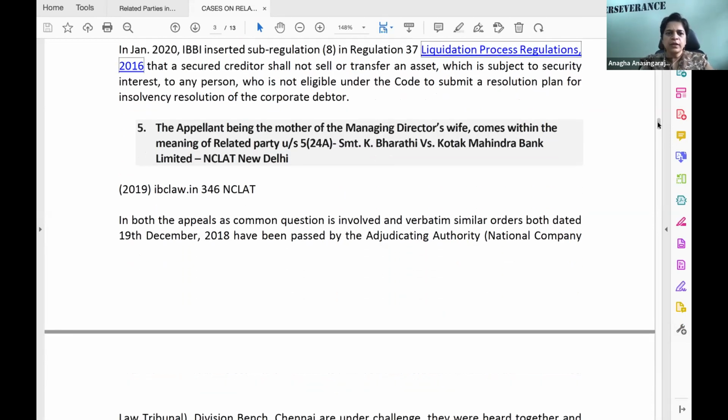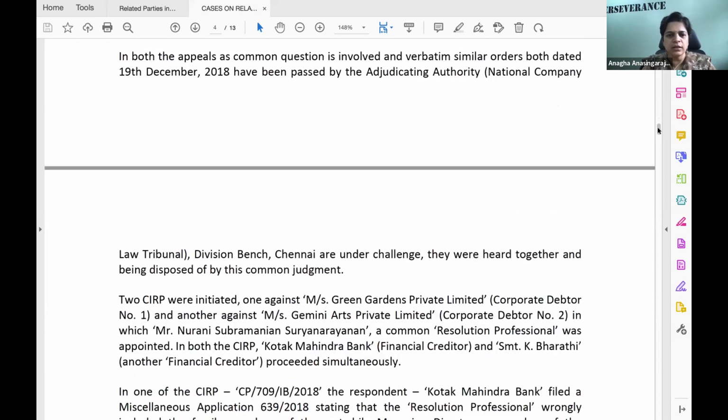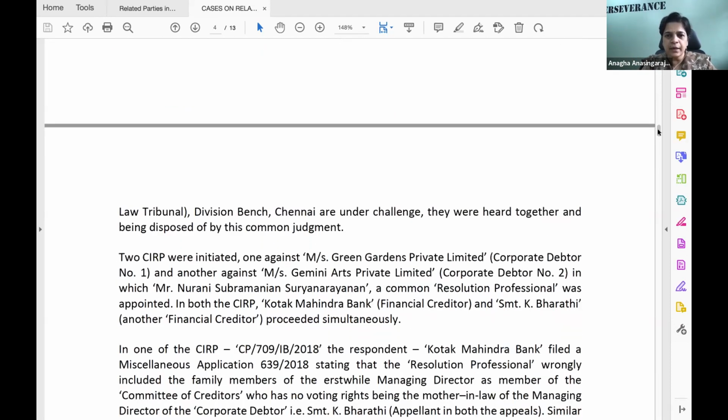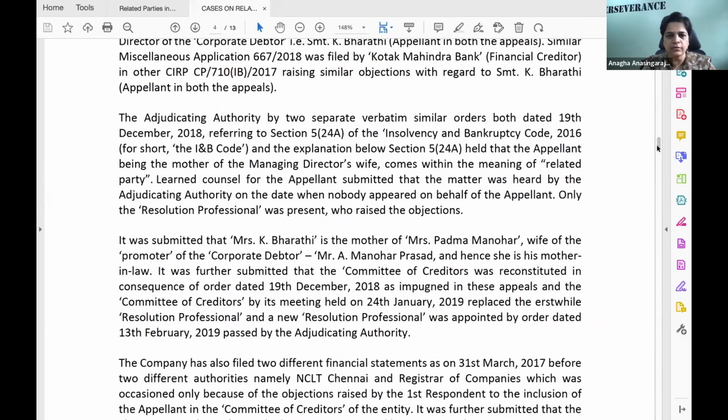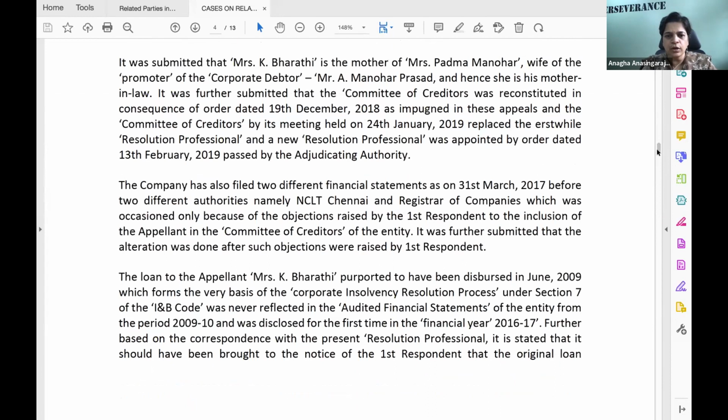In this particular case of NCLAT, the fifth one, the facts of the case were discussed in Srimati K. Bharti and Kotak Mahindra Bank, where it was held that the appellant, being the mother of the managing director's wife, fell within the meaning of related party under 5(24)(a), which is related party in relation to a person or an individual. Based on the facts, there were questions whether these parties are related parties or not, and since the mother was held to be a related party, those entities were also held to be related parties and accordingly not eligible.